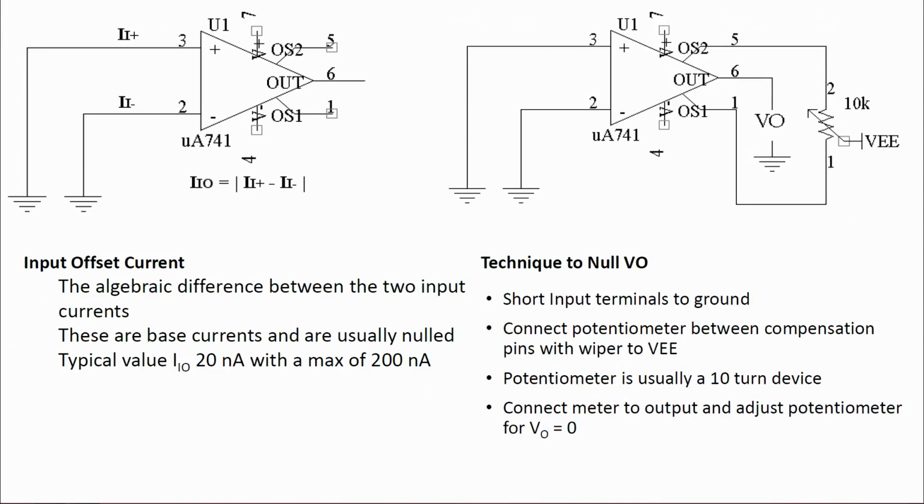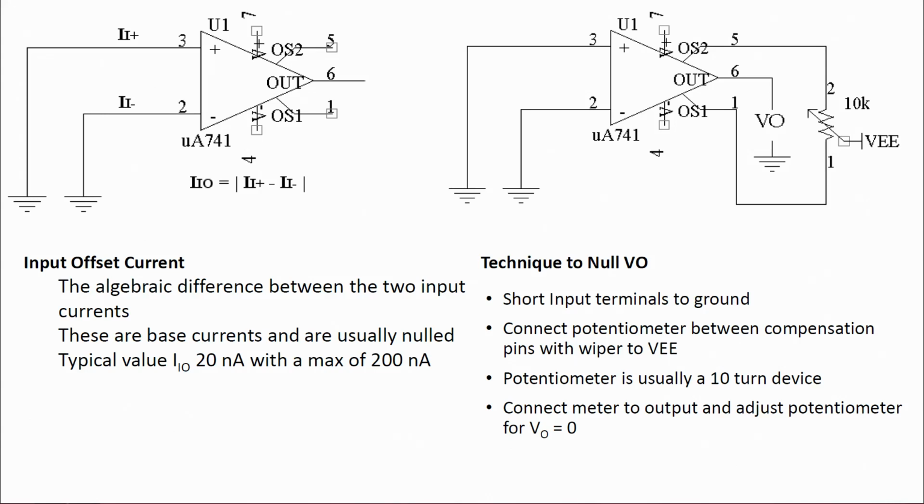What is the technique to null the output voltage? You see, when we short the input terminals 2 and 3 to ground, practically the output voltage should be 0, right. But it is not 0. So, we have to make it 0, that is called nulling the output voltage. So, we have to connect a potentiometer between compensation pins, 1 and 5. I told you earlier 1 and 5 are the compensation pins, and with a wiper to VEE.